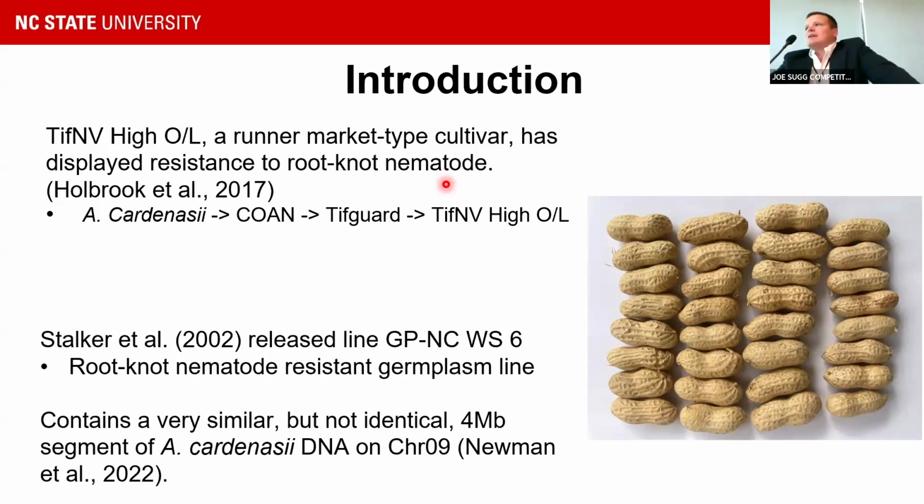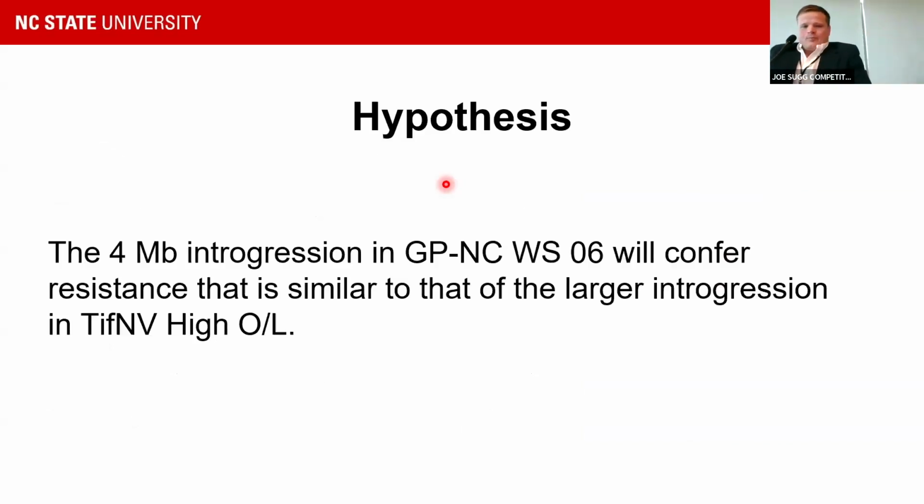From there, continued work has been done in the last couple of years by Cassie Newman, also in the peanut breeding program at North Carolina State, that has identified a very similar but not totally identical 4 megabase pair region within the genome, as we see on the Arachis cardenasii on chromosome 9. So we started to show some interest in this section of the genome, to see the performance that we might have and the continued work we can have off of that.